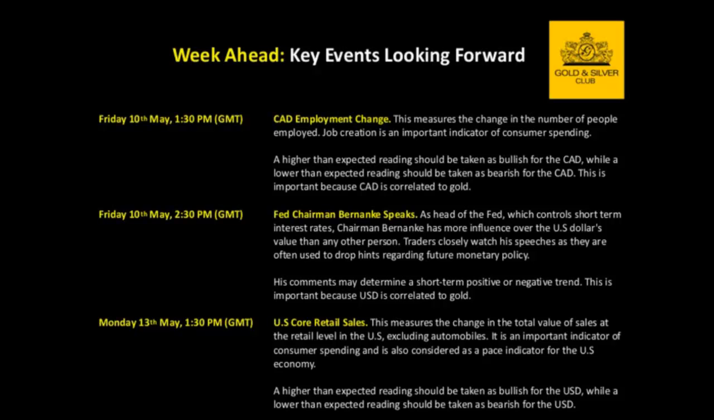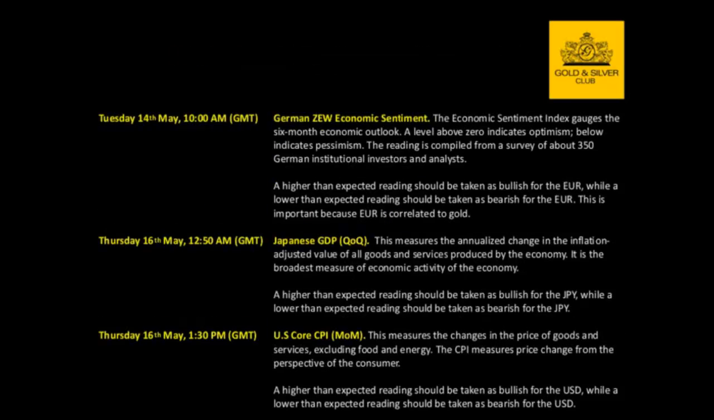Monday, 1:30, we have US core retail sales, and that measures the change in the total value of sales at the retail level in the US. It excludes automobiles, and it's an important indicator of consumer spending. It's also considered as a pace indicator for the US economy. A higher than expected reading should be taken as bullish for the US dollar, while a lower than expected reading should be taken as bearish. That's next Monday, 1:30.